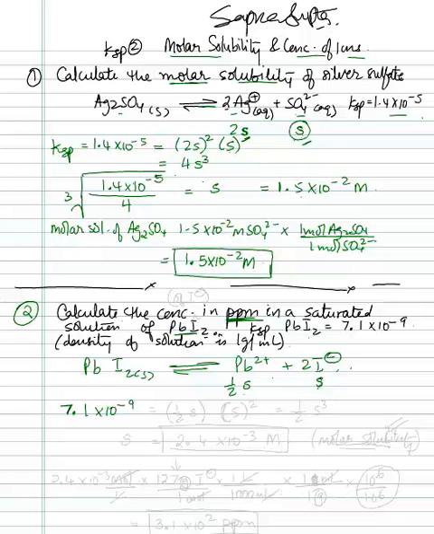So here's the Ksp, and this is going to be equal to half S, and that's the concentration of the lead ions, and then of course the S, so you still have to square it, because it may be representing 2, but you still have to square this. So this is equal to half S cubed. Then you calculate for S, so S will turn out to be 2.4 times 10 to the negative 3 molar.